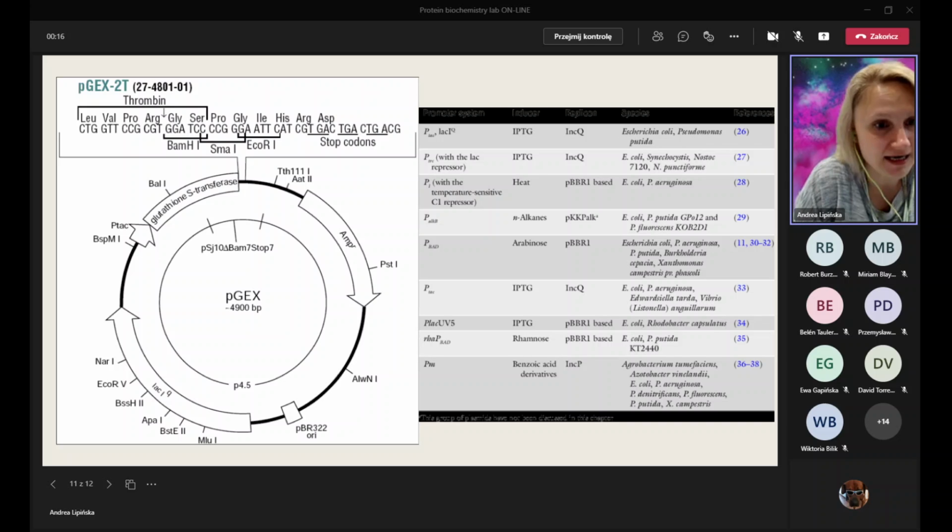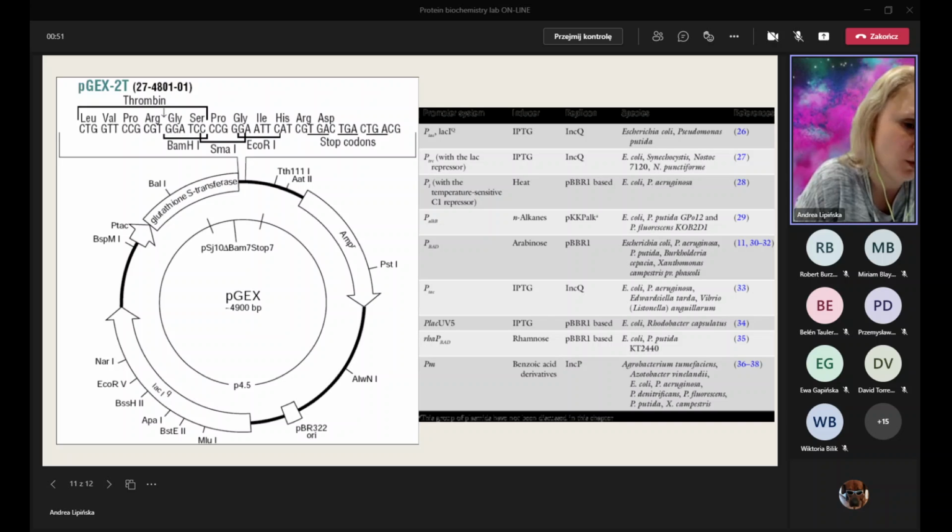You can include sites encoding protease recognition sites. Like here we have thrombin, but it can also be TEV protease, which is a viral protease, or PreScission protease. So just remember that you have your gene and you should remove your stop codon and put it in frame with the glutathione S-transferase, which has no stop codon apparently, and then you just clone your gene.